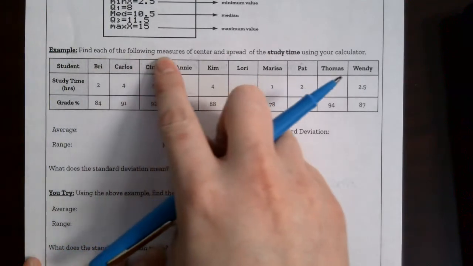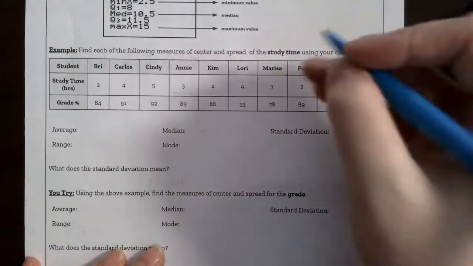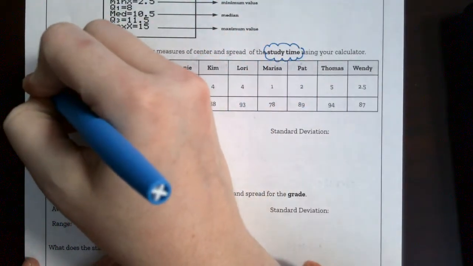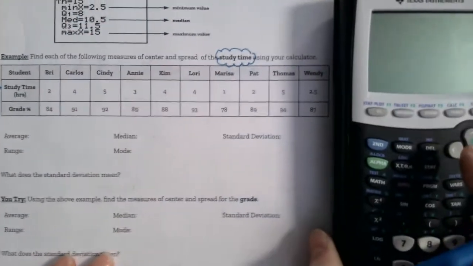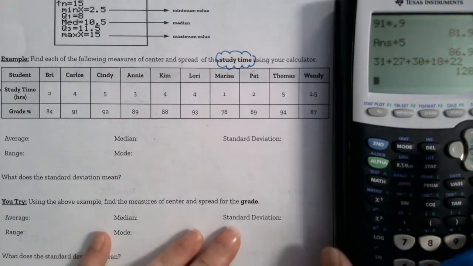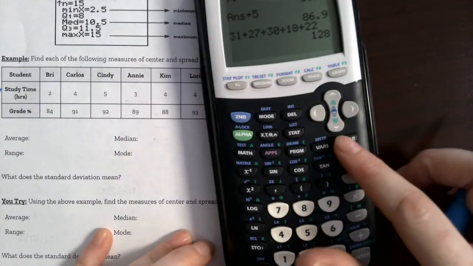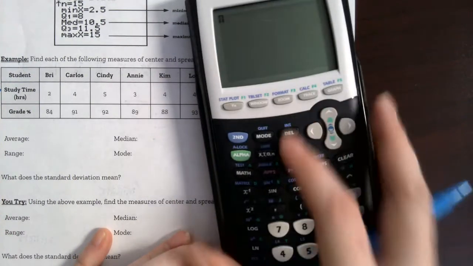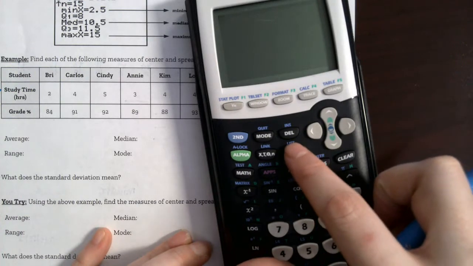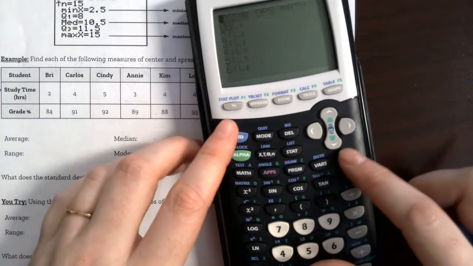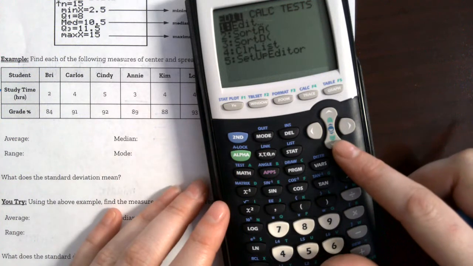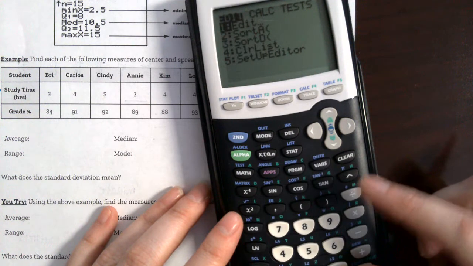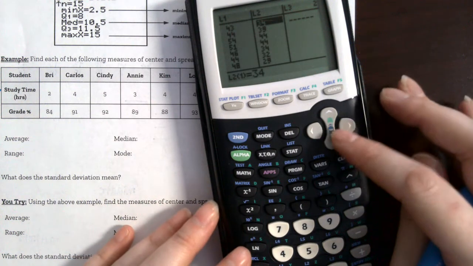This says to find each of the following measures of center and spread of the study time. So I'm just going to use the study time, which is this first row, and I'm going to type that into my calculator. Oops, nope, I lied. We're going to go to stat and edit. Sorry about that. Stat and edit, so we can edit our lists.